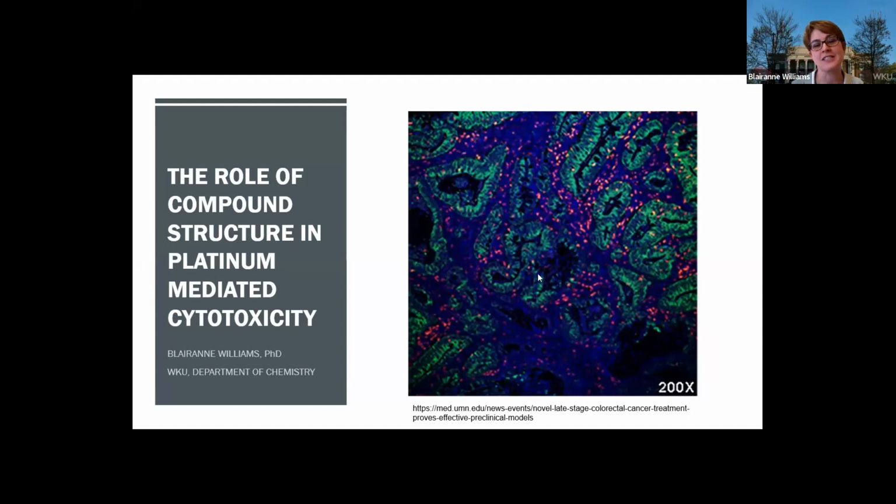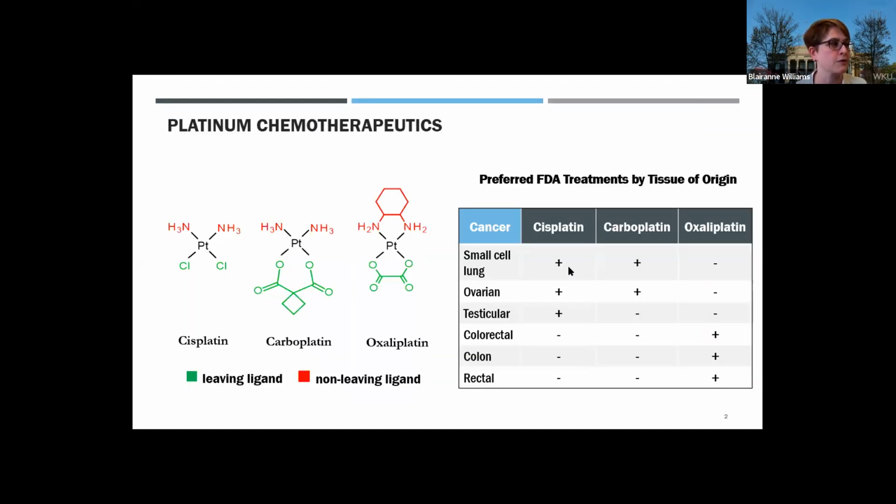And so you'll see a pretty little slide. This is not my data. These are healthy colorectal cells, just a pretty picture to start off our talk, since platinum is often used to treat colorectal cancer.